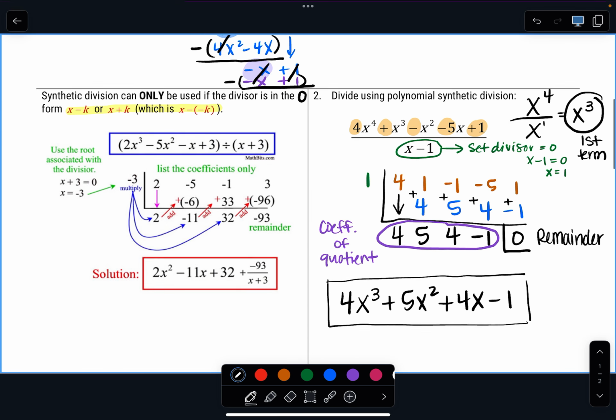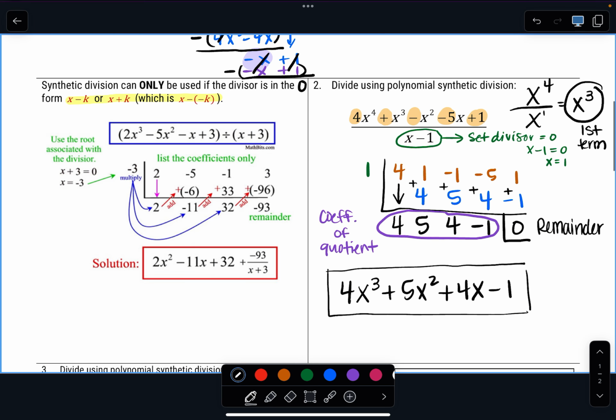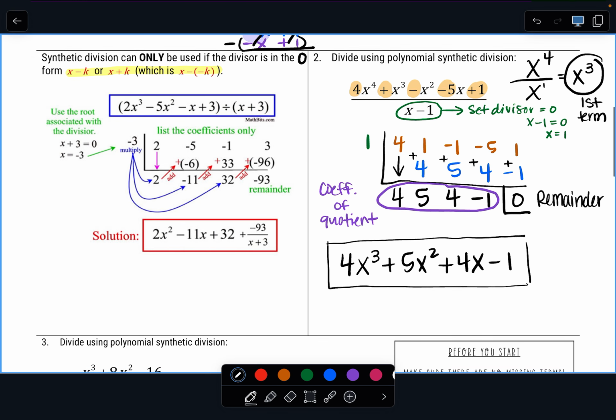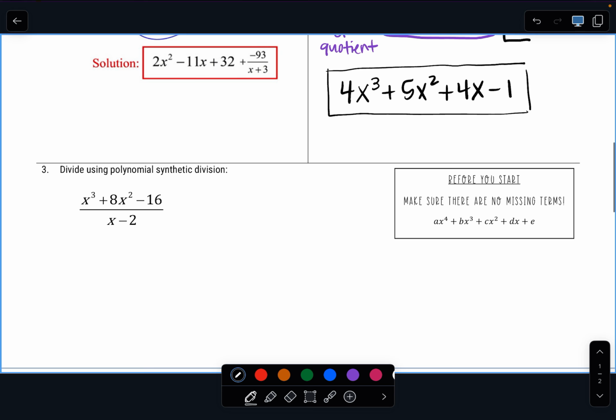If you do compare, our answer from number 1 and our answer from number 2 are exactly the same. Same exact answer. One was done with long division, one was done with synthetic division. They both got us the same thing. So let's go in and let's try number 3.